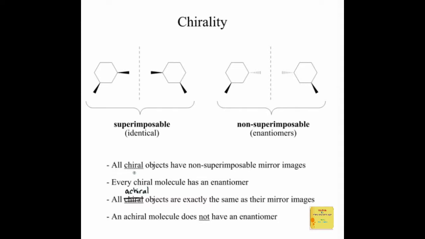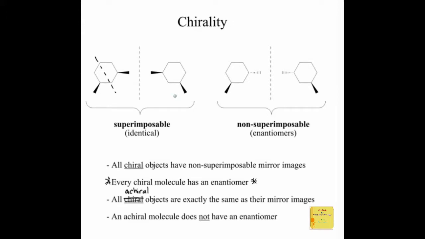All chiral objects have non-superimposable mirror images. So every time you have an object that we determine is chiral, it has no planes of symmetry, when we draw or build its mirror image, it will always be non-superimposable. In other words, every chiral molecule has an enantiomer. An enantiomer exists for every chiral molecule. All achiral objects, on the other hand, are exactly the same as their mirror image. Because this molecule is achiral, it has this internal plane of symmetry, so when we build its mirror image, we will always end up with the exact same molecule.